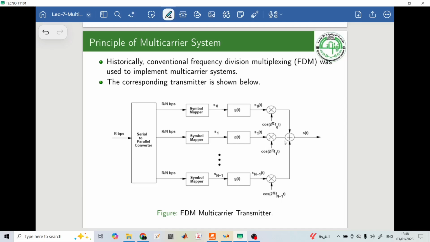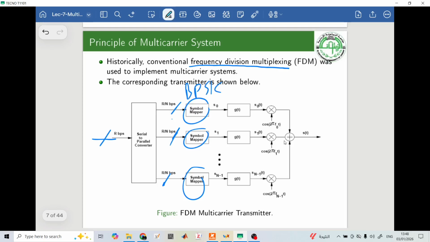So what we have here is something like this. In order to implement the multi-carrier system, they used to do it by using frequency division multiplexing, right? So we have this bit stream here, then we convert it into parallel bit streams, right? In each bit stream we use a different modulator, called a symbol mapper. So here maybe we can use BPSK. Here we can use 16 QAM, right?